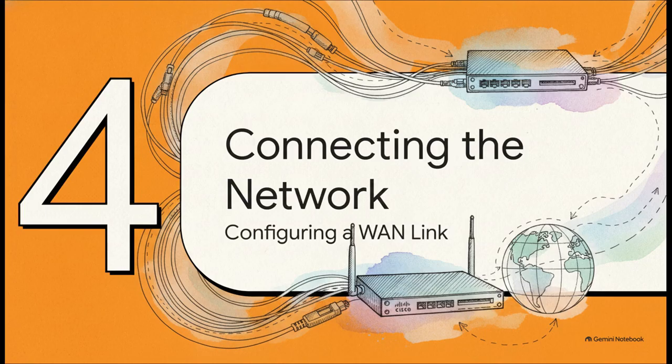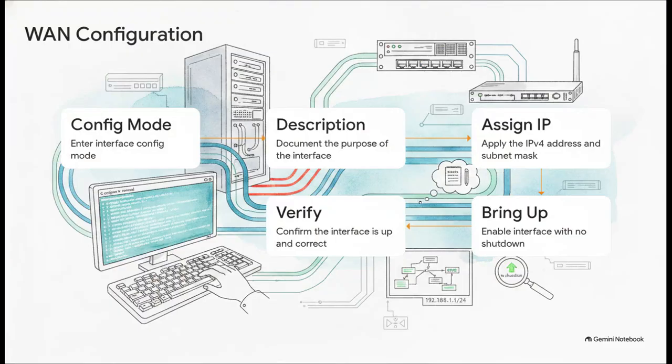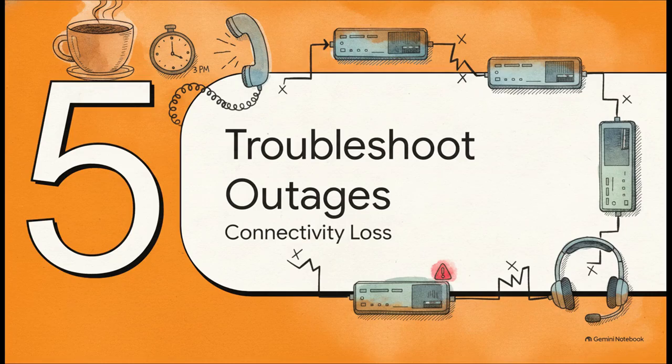Section 4. Connecting the network. This is a really satisfying 5-step playbook that takes an interface from being administratively down to fully up and routing. You enter the interface config, add a description, assign the IP, run no shutdown, and then verify. And please, do not skip step 2. Adding a description so you know exactly what that link does means your future self, and honestly your entire team, will thank you later.